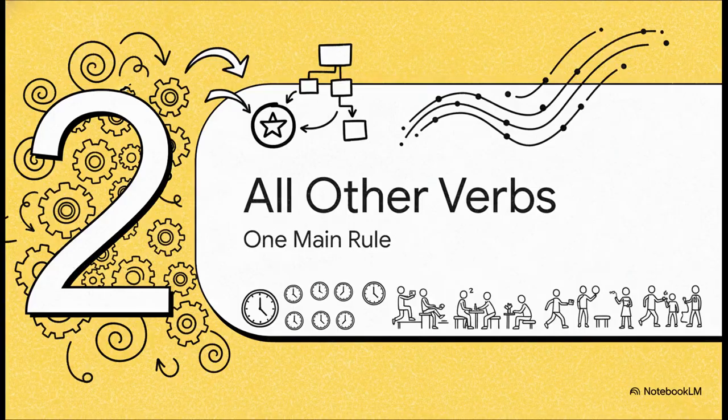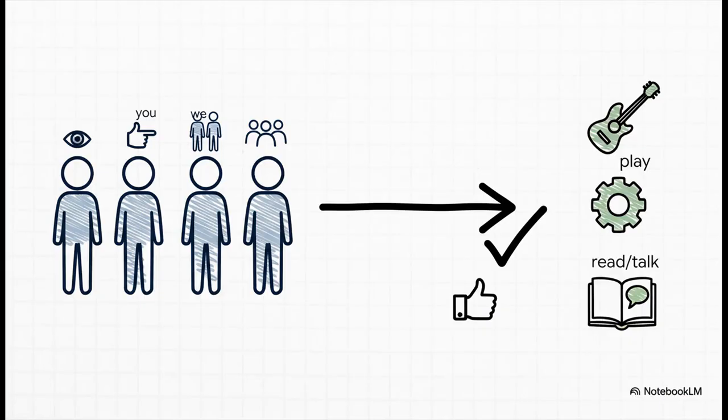All right, so we've put this special verb be in its own little box. Now let's talk about every other verb. And I've got good news. There's basically just one main rule for all of them. For I, you, we, and they, the rule couldn't be easier.